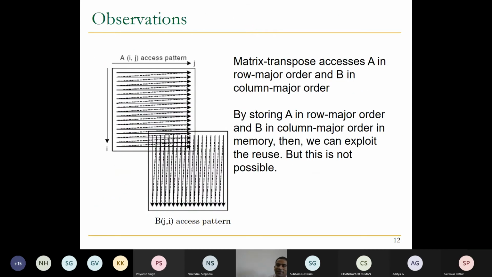Okay, so now let us see why things are happening the way they are happening. So suppose this is our access pattern Aij. We are accessing A like this, and we are accessing B in this manner because it's a transpose operation after all. We are accessing A in a row major order. We are accessing B in a column major order. By storing A in row major order and B in column major order, we can exploit the reuse. That's what we show in case number 1. But actually, it's not possible to store one matrix in row major order and another matrix in column major order because it will involve a lot of rearrangement.